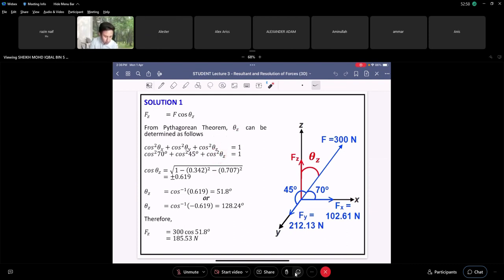So you rearrange it, and finally, because this is plus minus, you will have two answers. All right. So now once you have reached this part here where you have two answers, because this is plus minus, you have two values. It can be either 51.8 degree or 128.24 degree. Okay. So how do you choose which one is the correct value for your theta z?